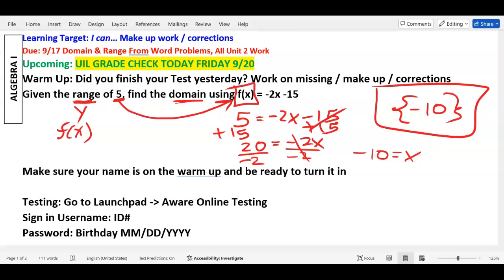Make sure every day has something on it, right? If you're absent, write absent, A-B-S-E-N-T, on the days you are not here. And then make sure your name's on it, pass it to the front. I'm going to pick those up.